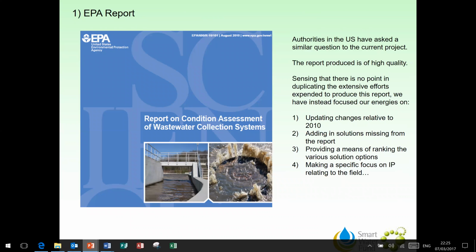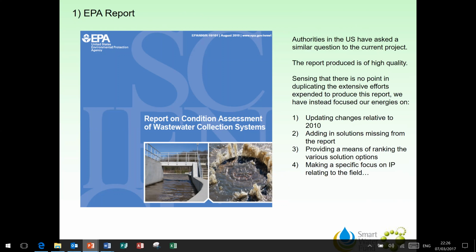And the other thing that we thought was missing from this EPA report that we could contribute to was a way of ranking the solutions. And then there's a final bit that we added, which was using the systematic innovation tools we've got, rather than just looking at the solutions that are out there today, look at some of the trends of evolution and see where they would evolve in the future.